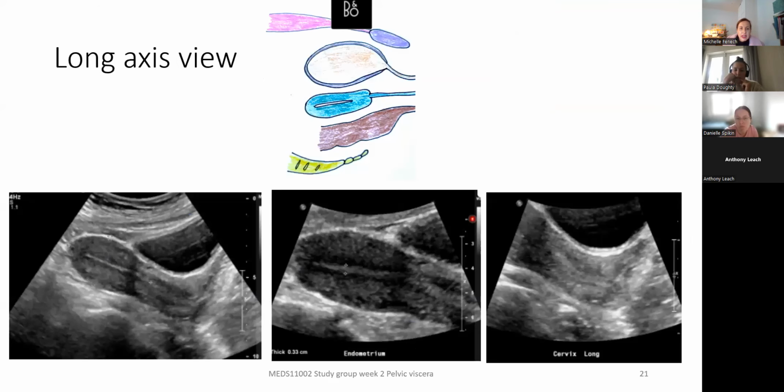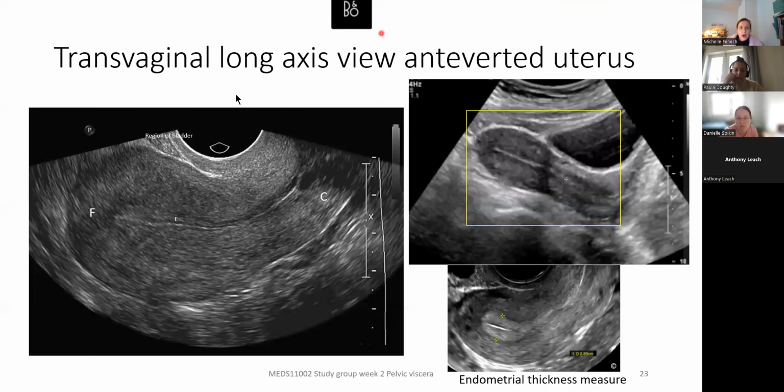So we come back to this image. We're holding the probe here and the uterus is running along at a T junction relative to it. We're putting the transducer in the vagina here, and then the uterus is sitting at a T like that, so it's sitting perpendicular to where the transducer is being held.